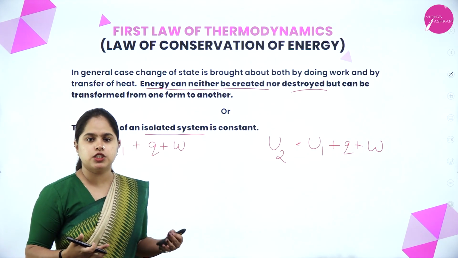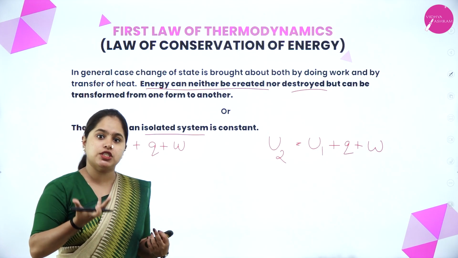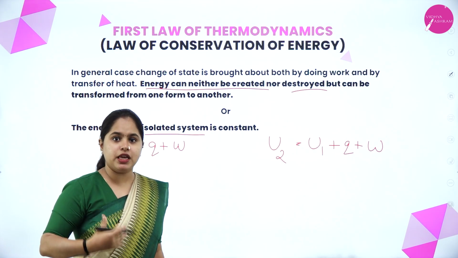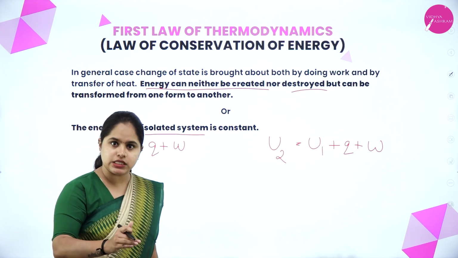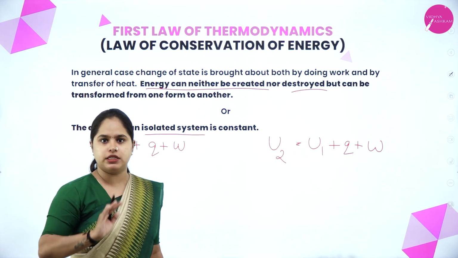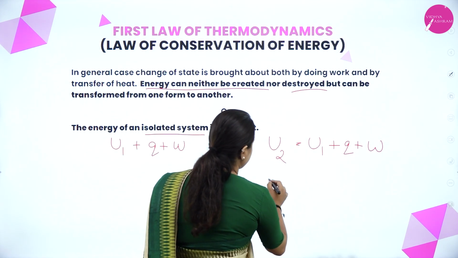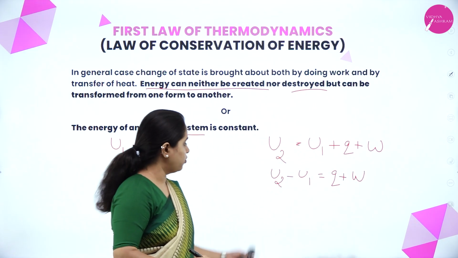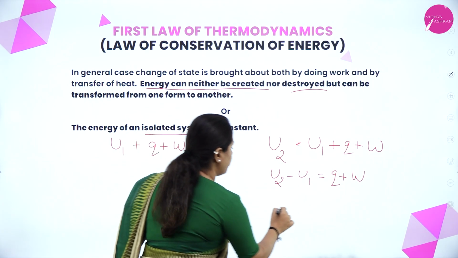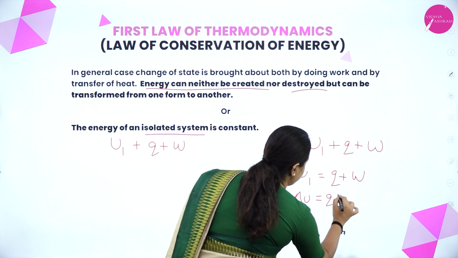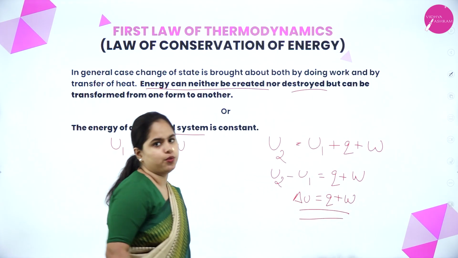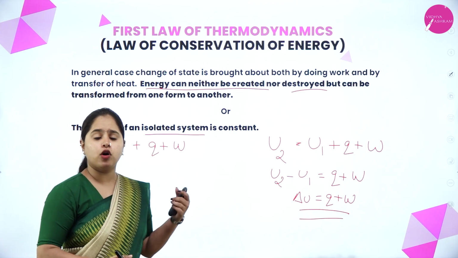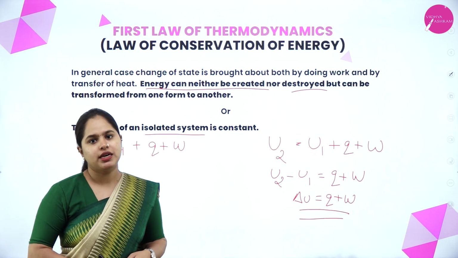As I said, what is internal energy? It is a sum of all the energies which a system is possessing. So if I am talking about the final internal energy, that will be equal to the initial internal energy plus the heat and the work that is being supplied or released by the system, right? Okay. So if I'm taking this to this side, it becomes U2 minus U1 is equal to Q plus W, right? And what is U2 minus U1? The change in internal energy. How do you represent it? Delta U. Delta U will be equal to Q plus W, right? So this is the mathematical expression for the first law of thermodynamics, or it can also be called the law of conservation of energy. So I hope it is clear, right?